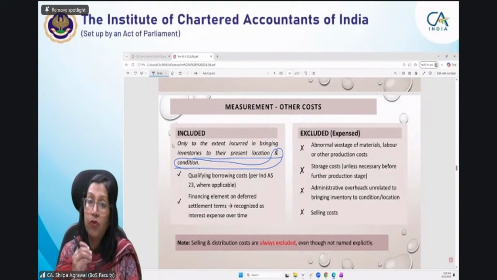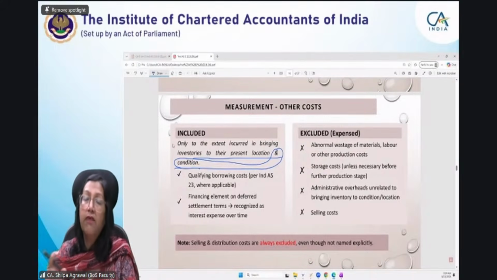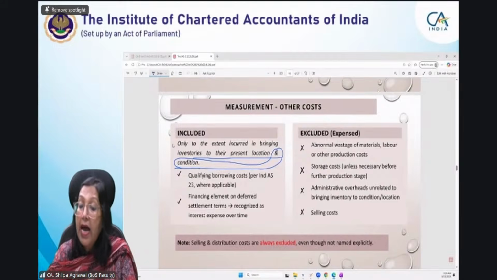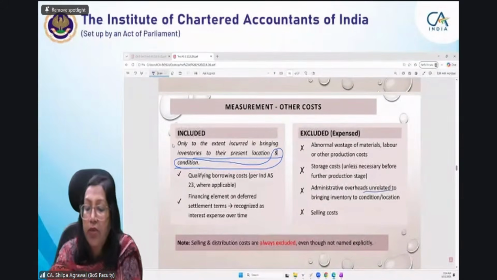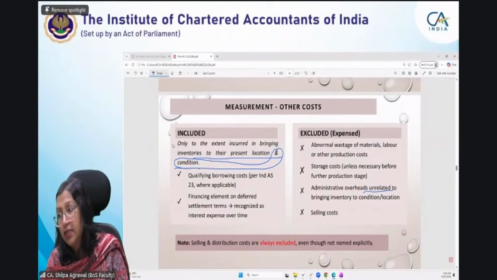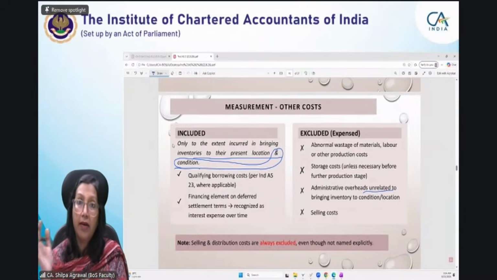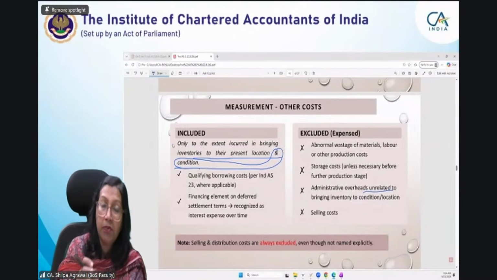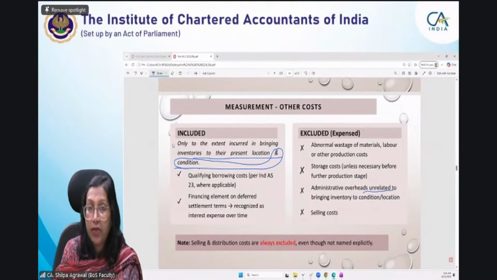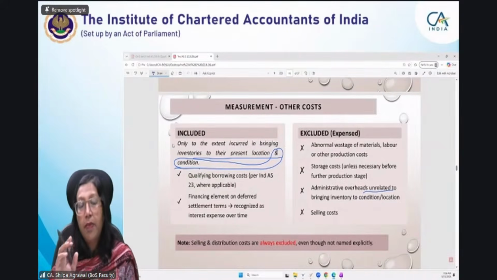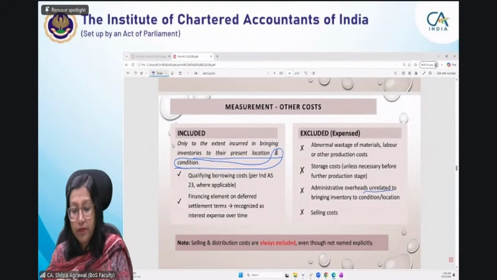Otherwise, if it is a storage cost for finished goods, it will not form part of the cost of inventory. Administrative overheads unrelated to bringing inventory to its present location and condition. So administrative overheads, which I told you, for other costs, we have a certain allocation portion also. Administrative overheads which are not directly related but can be allocated, can be identified to the manufacturing of units, inventory, can be considered as part of other cost. Okay.